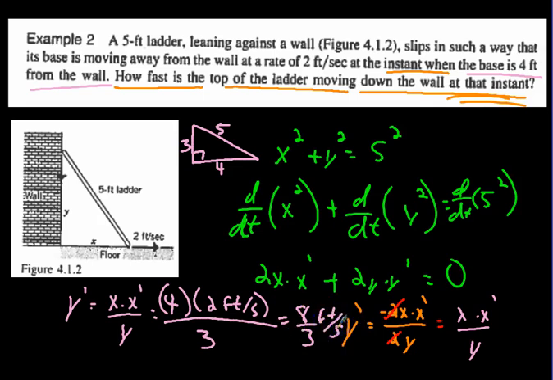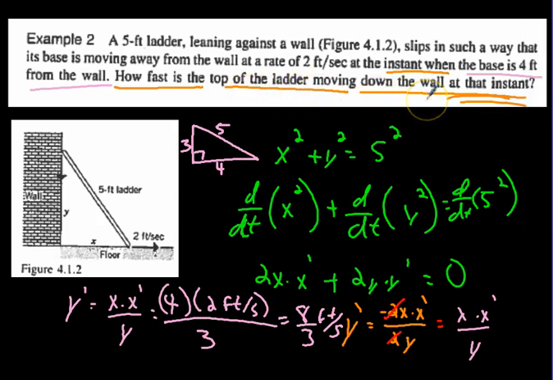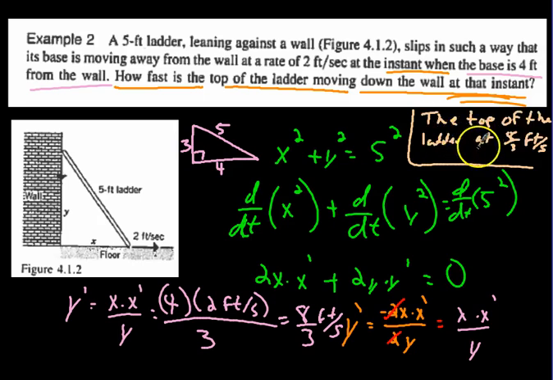And that's it. So to answer the question, the question was, how fast is the top of the ladder moving down the wall? The answer is that the top of the ladder is moving down at 8 over 3 feet per second, or you might say 2.66 feet per second. So that's it.